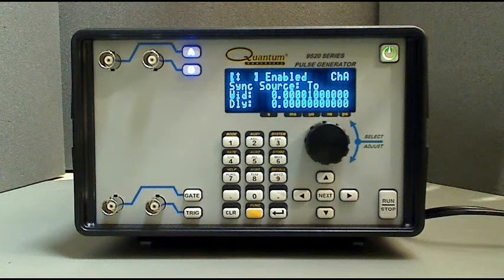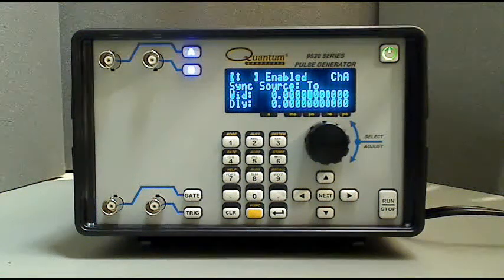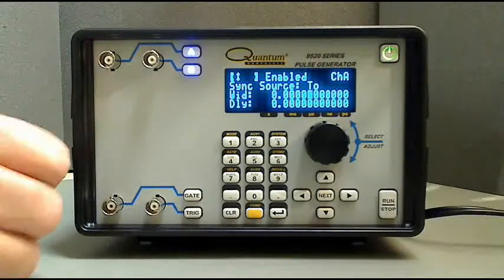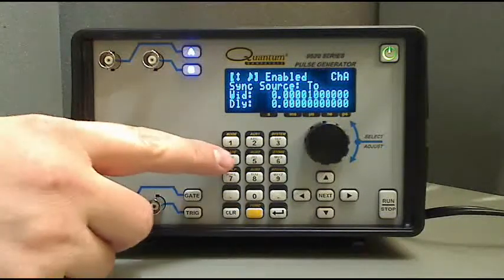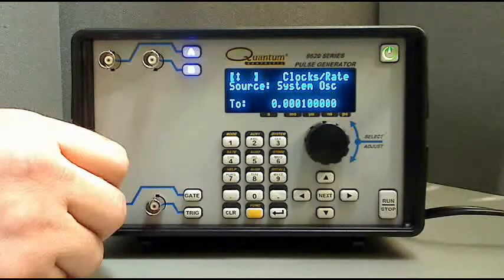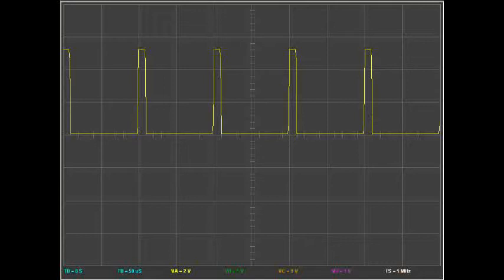For our example, the output on channel A is set to 10 microseconds with a delay of 0 seconds. The period can be viewed by pressing the function button followed by the number 4 button. In this case, it's set to 100 microseconds. The period corresponds to the amount of time between two rising edges of the output. With these settings, we see a 10% duty cycle pulse output as represented in this scope trace.